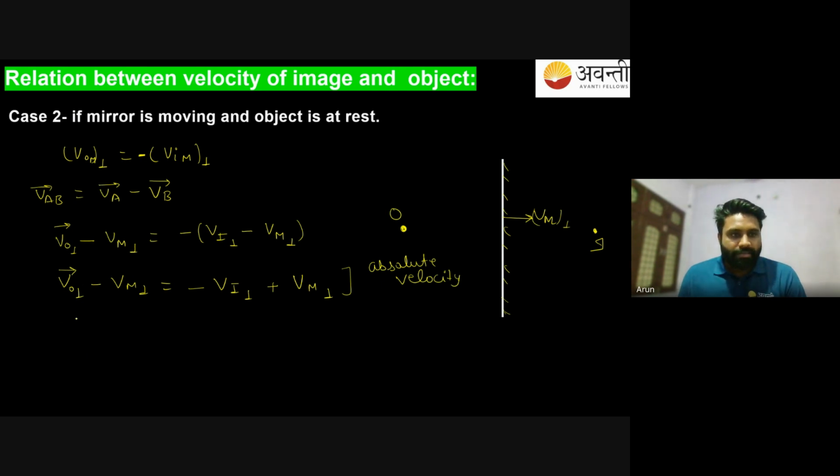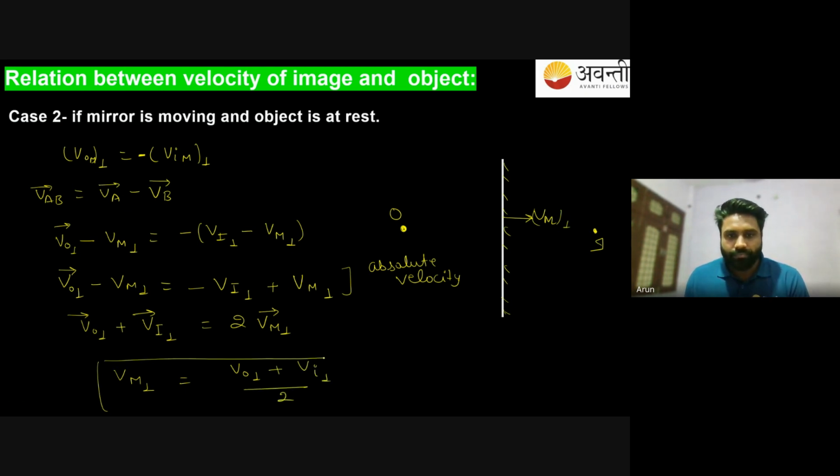So we can say here that velocity of mirror we will take to this side, it will become positive, and velocity of image we will bring to this side. Velocity of object perpendicular plus velocity of image perpendicular is equal to 2 times velocity of mirror perpendicular. So this is the relation that we have, or we can say velocity of mirror perpendicular is equal to the arithmetic mean of velocity of object and velocity of image perpendicular, divided by 2. This is the final formula that we have. Just keep this in mind.